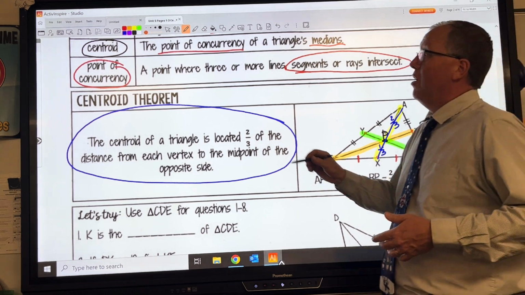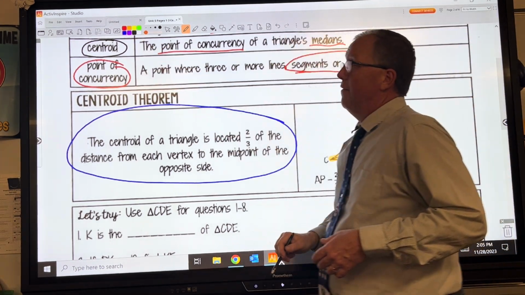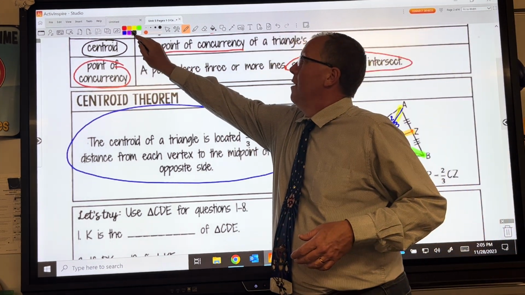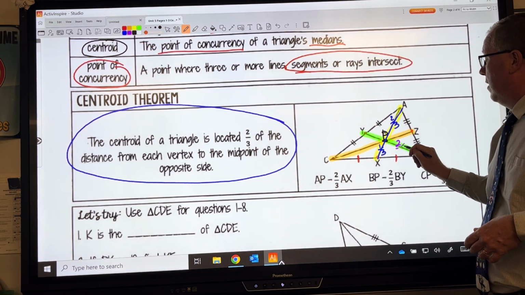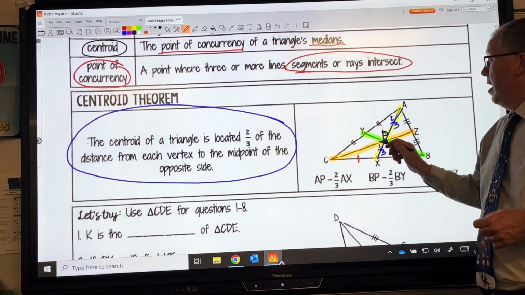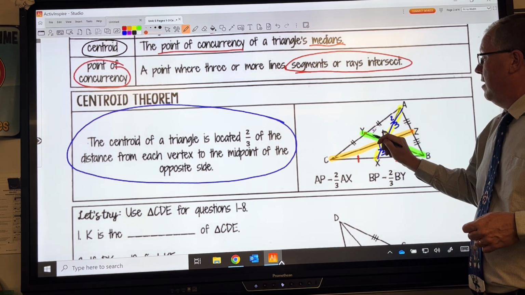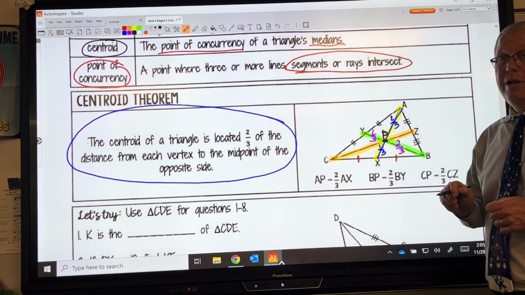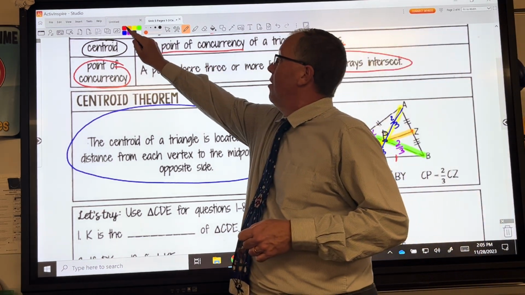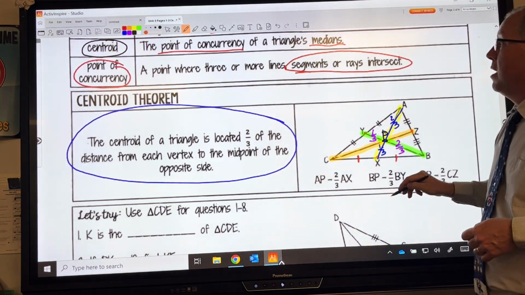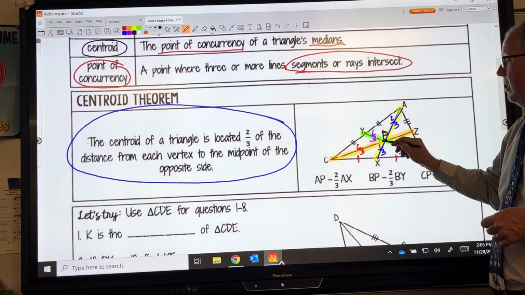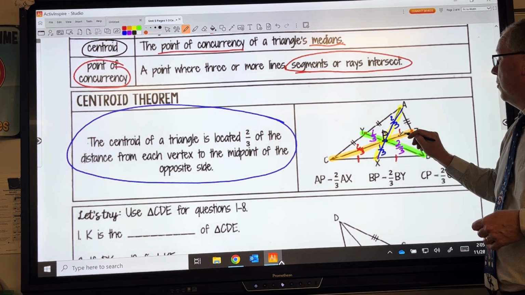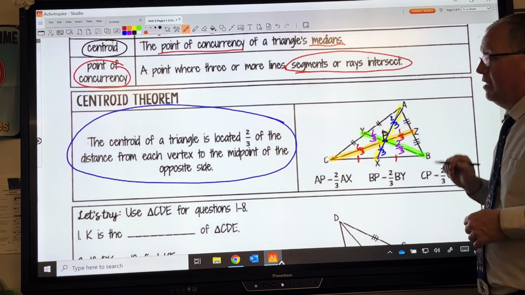And this happens on all 3 of the medians that we have. So vertex to the centroid, 2/3. Centroid out to the median, 1/3. And same thing on the one I started with, the original. This one is 2/3 from the vertex to the centroid, and 1/3 from the centroid to the median.